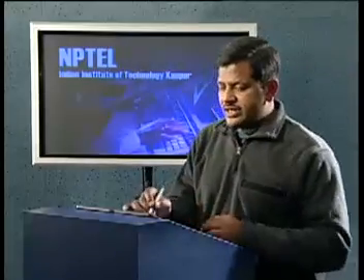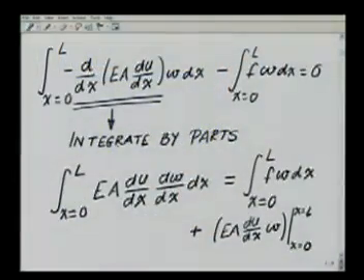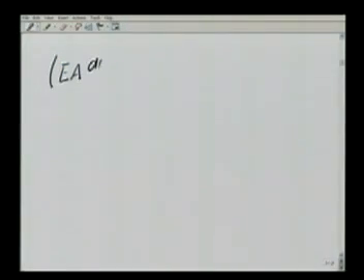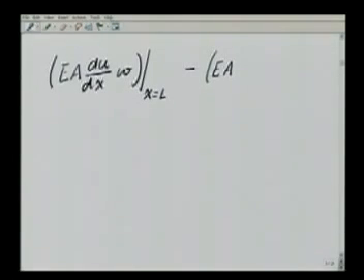So what we have done, we have integrated this term by parts, which gave us a volume integral part, that is in the interval, plus a part which is the boundary term. So next what we are going to do is, we will look at this boundary term, which is EA du/dx w evaluated at the point x equal to L minus EA du/dx w evaluated at the point x equal to 0.